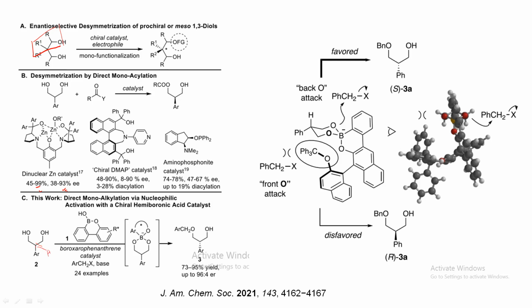So when you use this type of boron-based species, an oxygen-boron bond would be forming, and this would generate this kind of molecule. When this particular transition state is formed, this oxygen-boron would act as the nucleophile, and the electrophile they are using is PhCH2X. X is a halide, bromine, iodine, anything is possible.